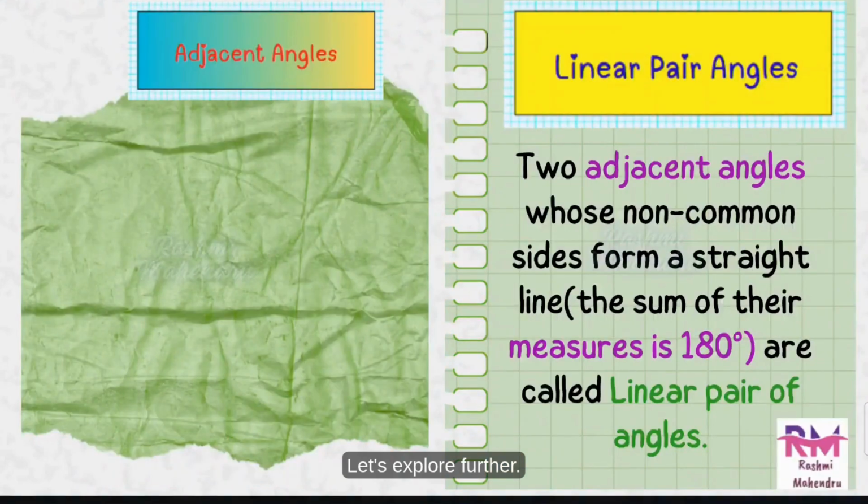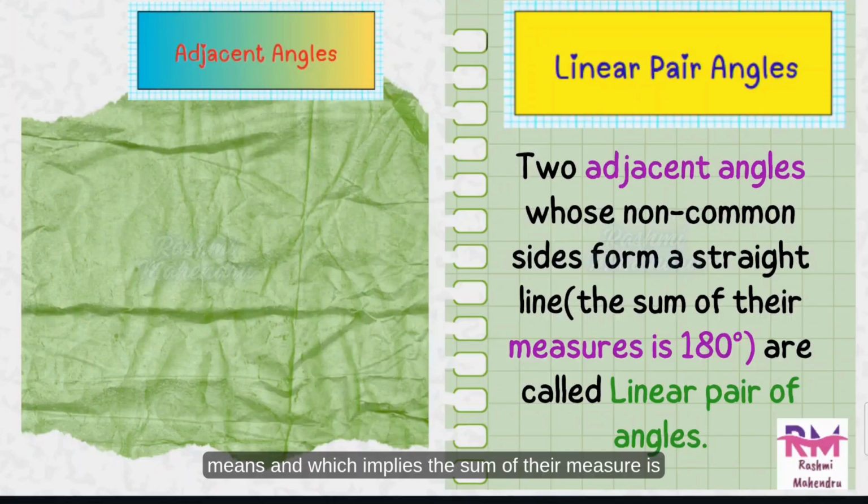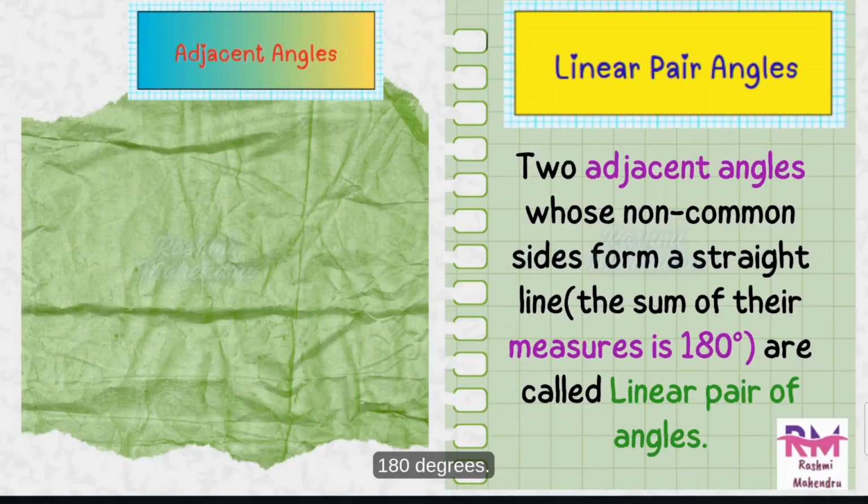Let's explore further. Two adjacent angles whose non-common sides form a straight line, which implies the sum of their measure is 180 degrees, are called linear pair angles.